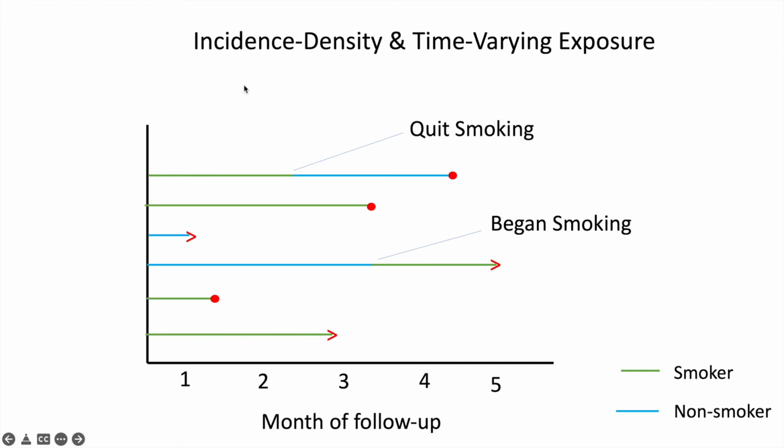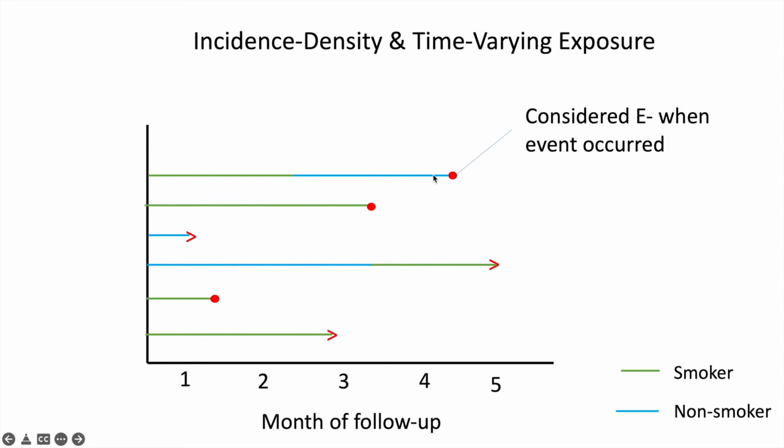Another cool thing about using incidence density is that you can permit exposure status to change over time. We're looking at smokers and non-smokers, where smokers are the green ones and non-smokers are the blue ones, where this person ended up quitting smoking and contributed some time into both groups, and this person took up smoking, also contributing some time to both groups.